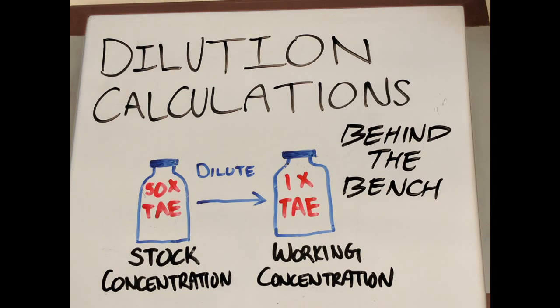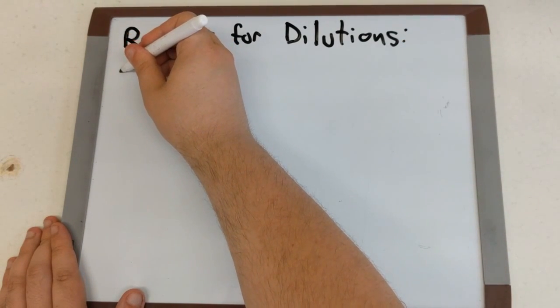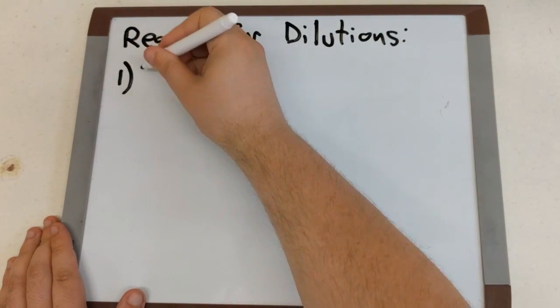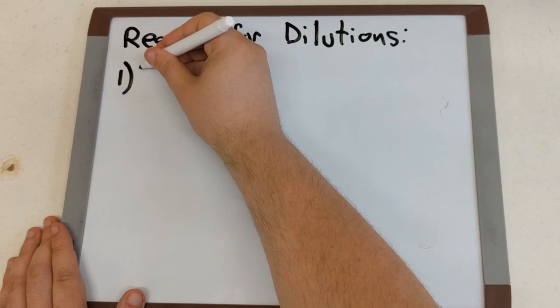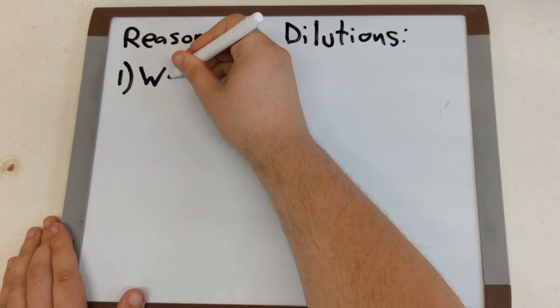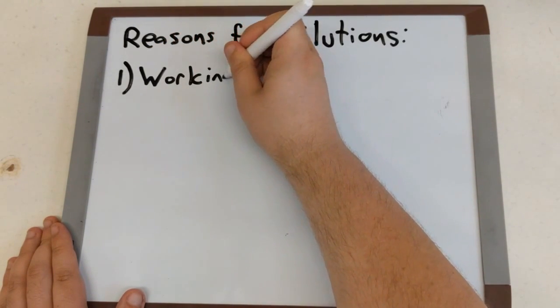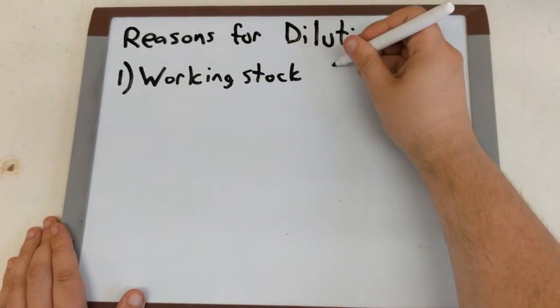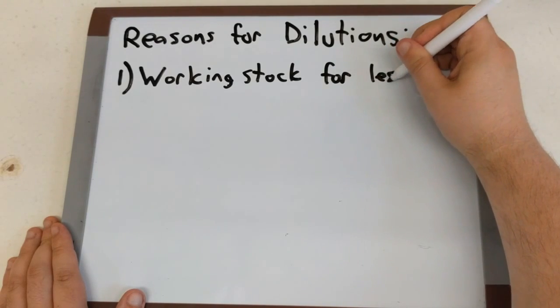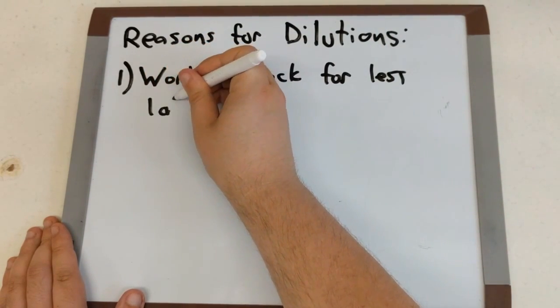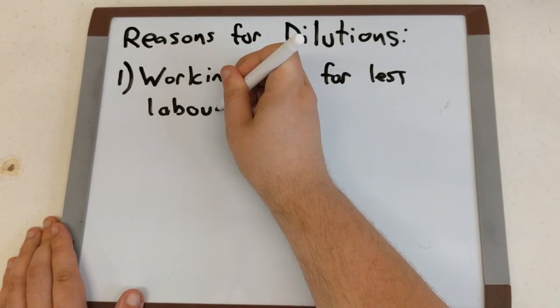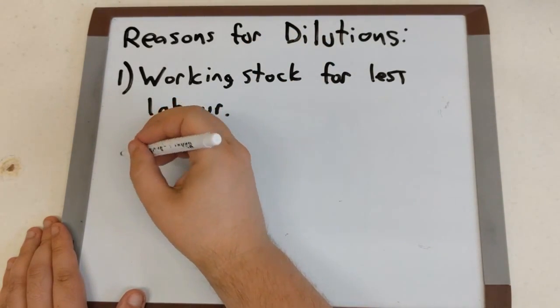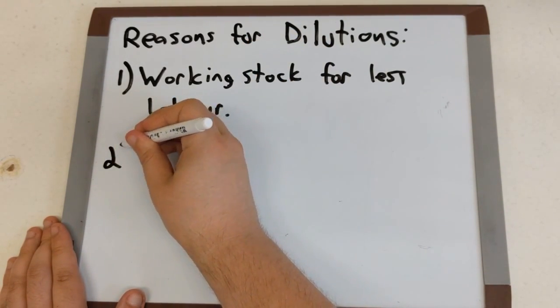Alright, let's go over some dilution calculations and how to make a working concentration from a stock concentration. The first reason that a dilution is quite useful is that it's a lot less labor to have a stock concentration and dilute that down to a working concentration, in contrast to having to make up a new solution from new chemicals and having to weigh that out and pH it every single time.